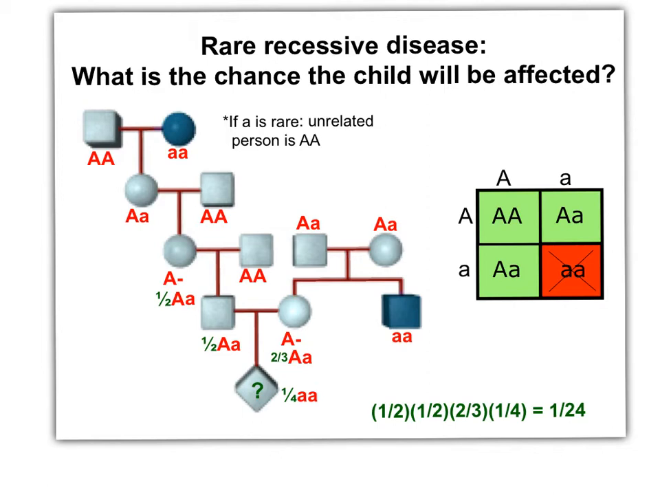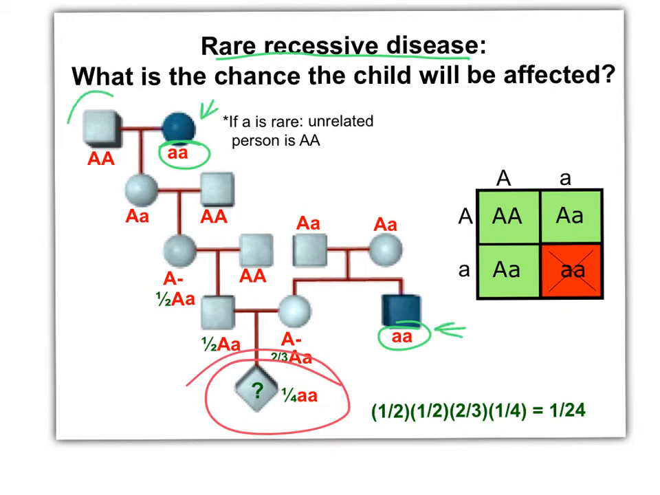Okay. If A is rare, an unrelated person is big A, big A. So we've put in what the genotypes should be. So our question is, what about this kid down here? If we didn't know anything, first we'd start by putting in the two that are affected, because if we're told it's a rare recessive disease, we know the genotypes of those filled in. We assume that person has to be normal, they married in, but also they have an unaffected offspring.